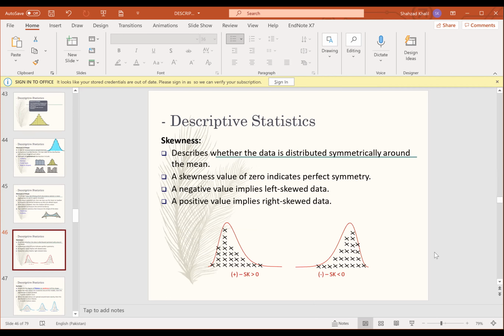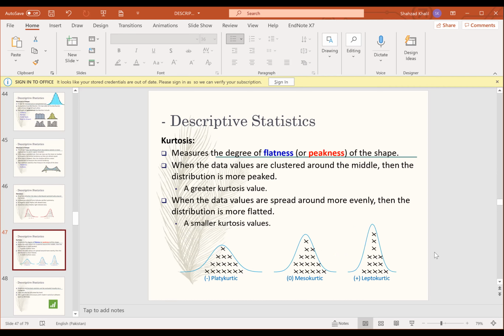Describe whether the data is distributed symmetrically around the mean. The skewness value of 0 indicates perfect symmetry. The negative value implies left skewed data, and the positive value implies right skewed data.